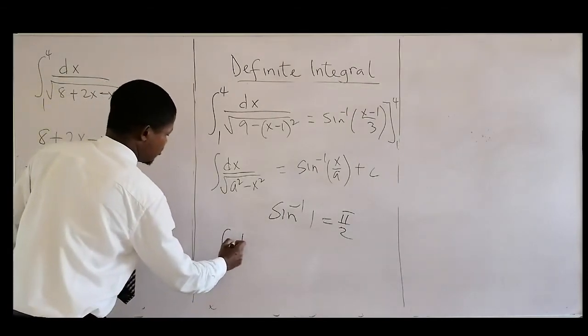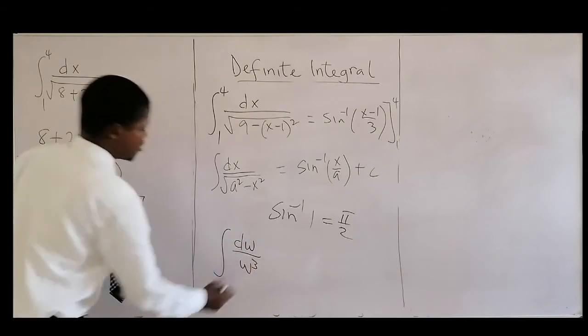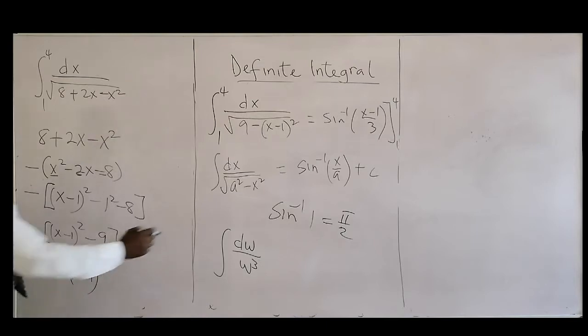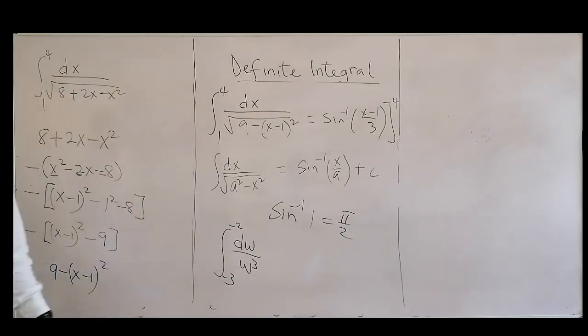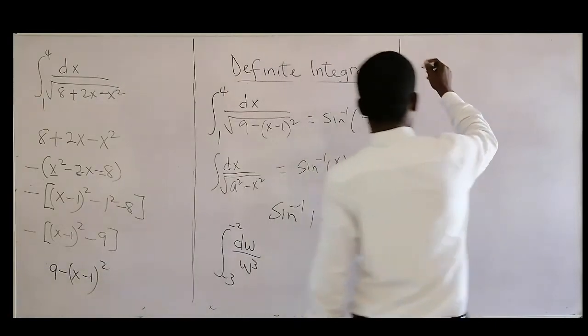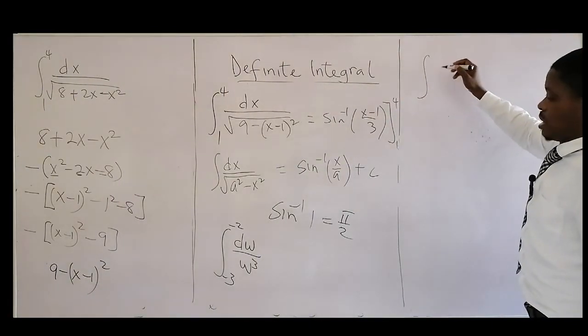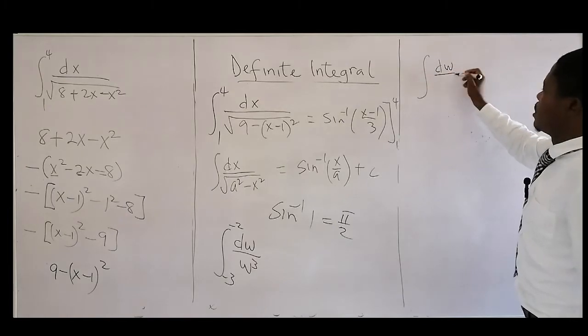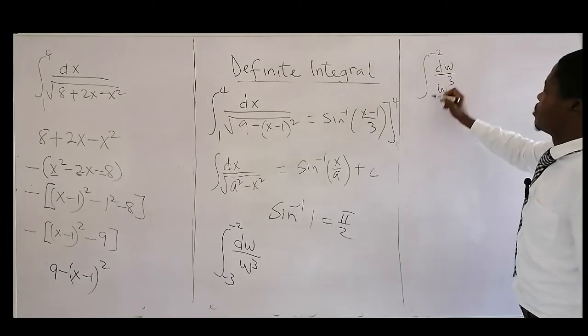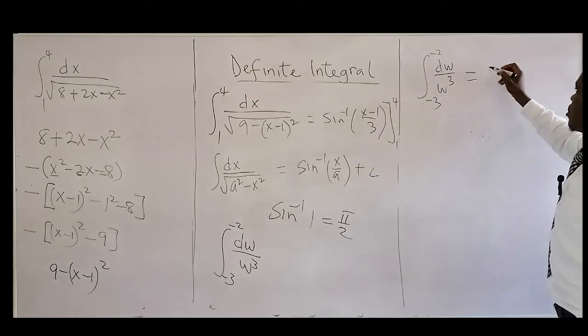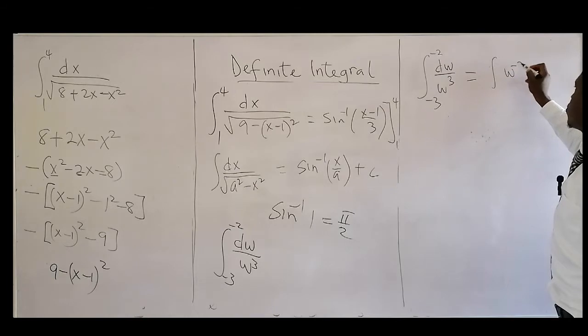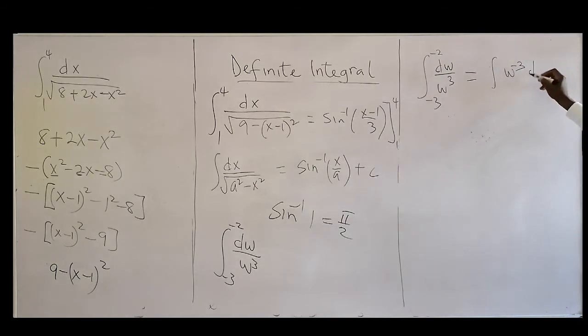Okay, next question. The integral of dw over w cubed, from minus 2 to minus 3. So in this case now, we have this integral, dw over w cubed. Do the algebra to make the work easy. Then integrate now, which will be equal to w to the minus 3 plus 1, which is minus 2, over minus 2. Okay, your upper minus 2, lower minus 3.